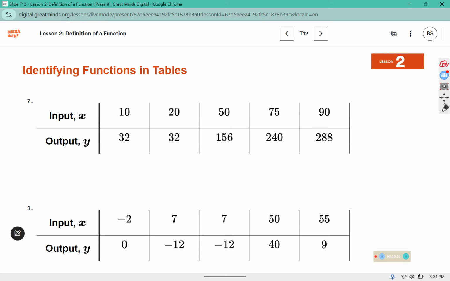Seven, each of the inputs all have their own outputs. Again, it's okay for 10 to go to 32 and for 20 to go to 32, as long as 10 doesn't go to two different spots, or 20 two different spots. So 7 is also a function.